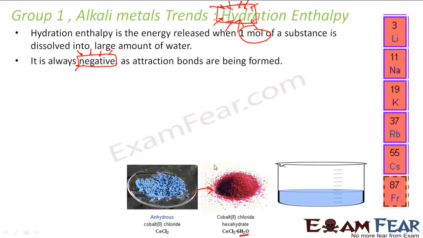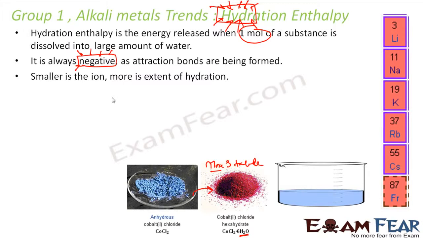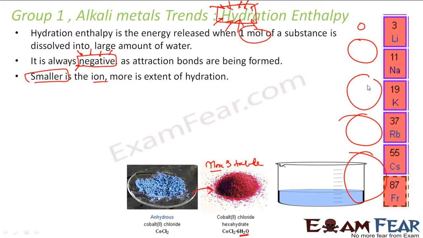The moment you put water in these anhydrous substances, more and more bonds are formed and energy is released. And as I told you, energy is released when things become more stable. So I can say that this is more stable. Now the logic is, the smaller the ion, the more is the extent of hydration. Please understand this. So here also, the hydration depends on the ion size, right? Again, if you have the structure in mind, maybe I'm not able to draw it properly. So the smaller the ion, the more is the extent of hydration.